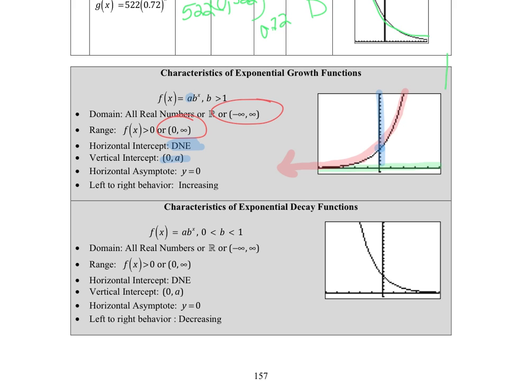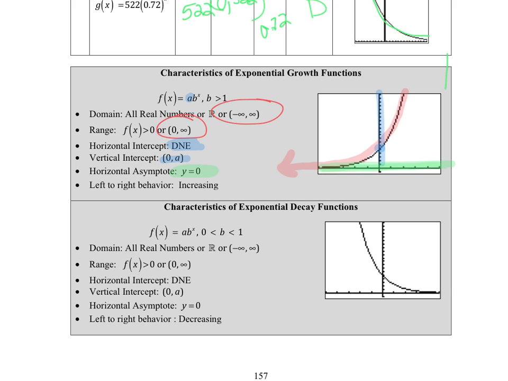A horizontal asymptote is a line that your line does not cross. If you remember, we just said that an exponential function would never cross the x-axis. Well, the equation for the line that is the x-axis is y equals 0. So that line will always be your horizontal asymptote. And then a growth function is going to be increasing.